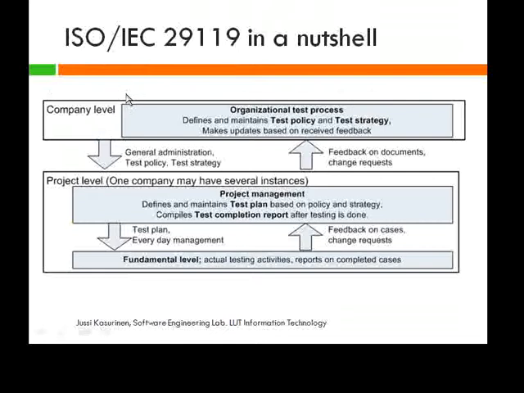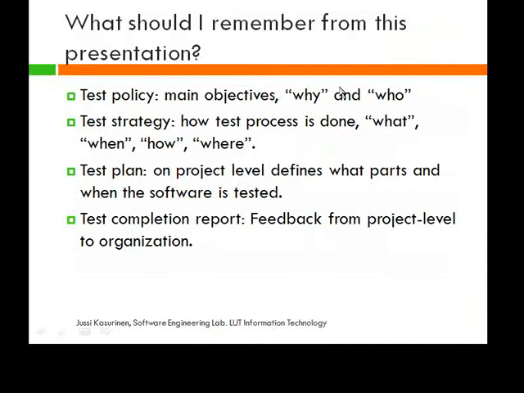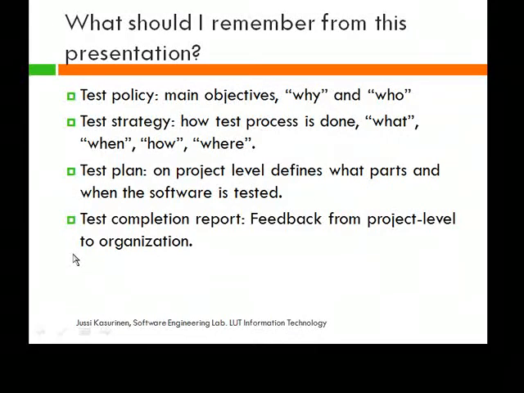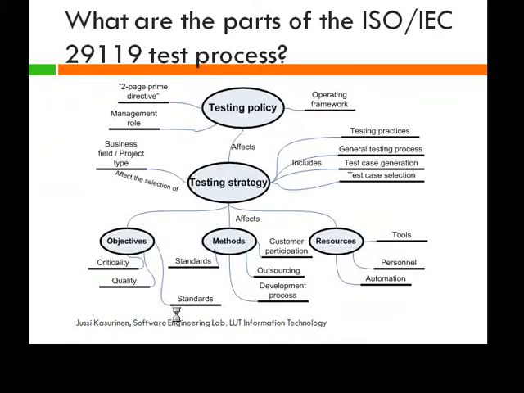29119 in a nutshell is that there's company-level activities and there's project-level activities. And all the upper levels steer the lower levels, and all the lower levels report to upper levels. There are 4 main concepts: test policy (why and who), test strategy (what, when, how and where), test plan and test completion report, which both are used in the project level and report to organizational level.